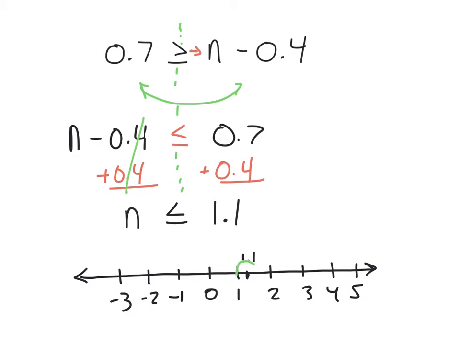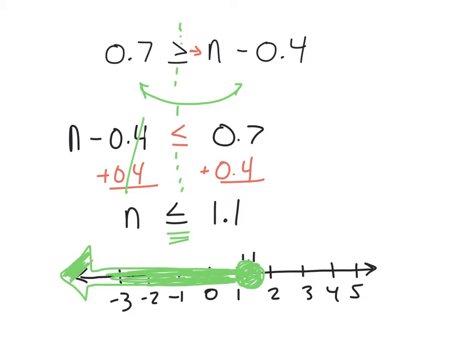I'm going to fill that circle in because of this little equal sign right there. And then our solutions are everything less than or equal to 1.1. And less than goes to the left. I shade this in so it's borderline obnoxious, right? That way it's clear which side of the number line I'm shading.